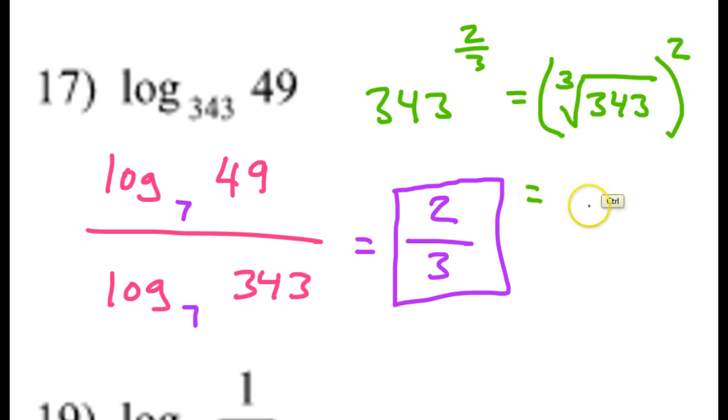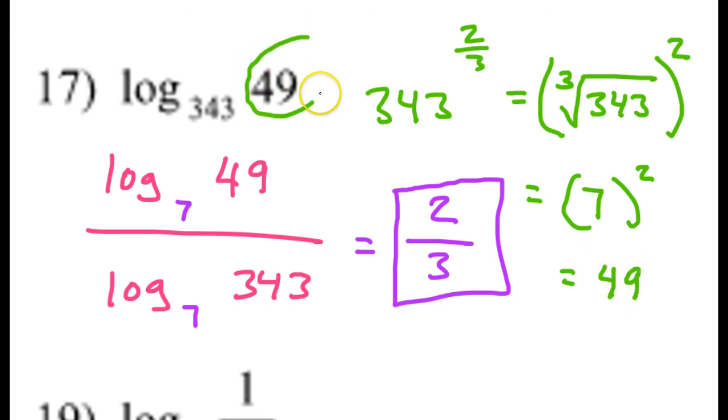So the cube root of 343 is 7. And then 7 squared is 49, which is exactly what we were saying we would get.